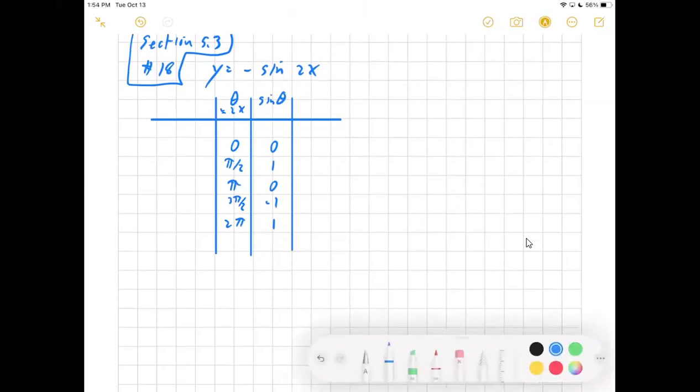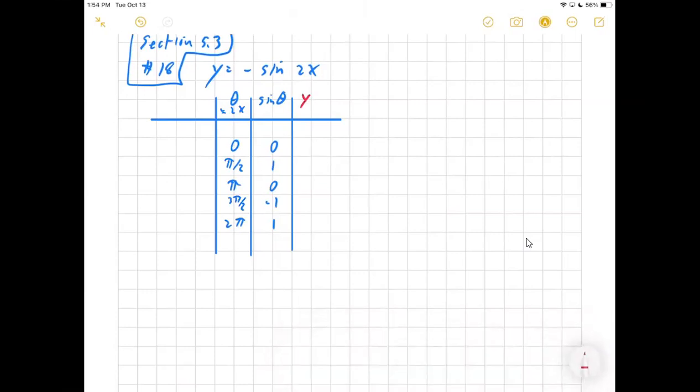Now, if I want to go forward, I know that y is not equal to the sine of theta. y is equal to negative sine of theta, because remember, theta is 2x. So that's a pretty easy transformation. These can just switch signs. Whoops, that was supposed to be a 0, so that stays at 0. So we have the negatives of the y values, and that's exactly what the negative in front of the sine function would do. It's a vertical change. It's a flip over the x-axis.